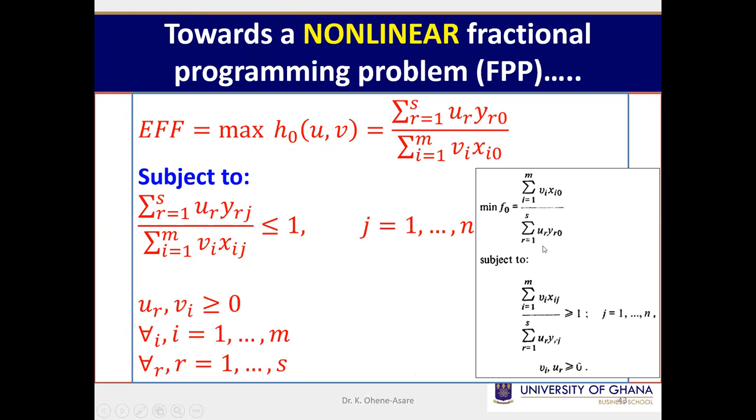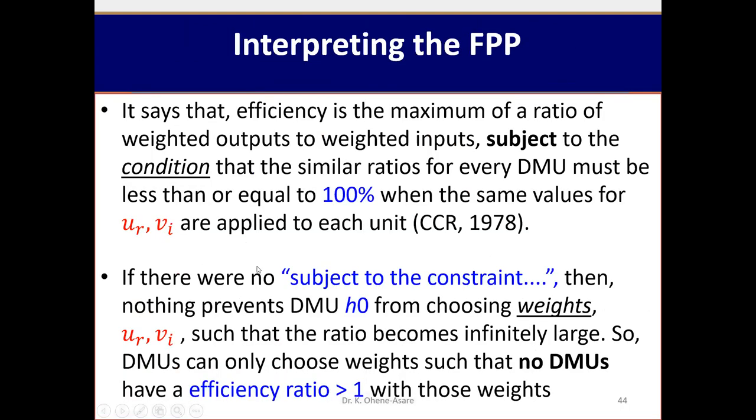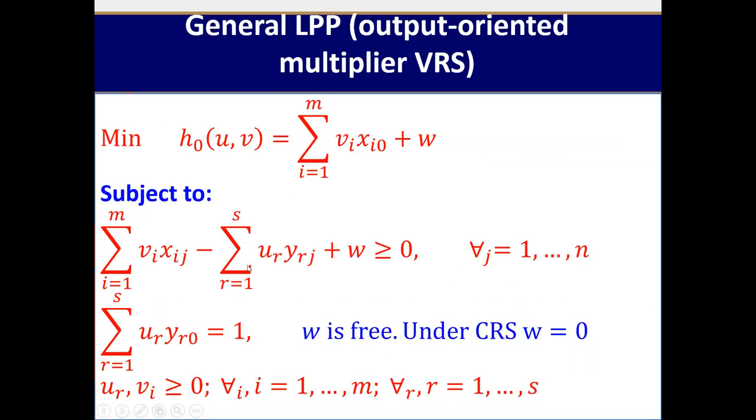I want to now convert the one in the box here to a linear program. So that means I will minimize the numerator. Then I will set the denominator, which is the weighted output, to 1. And this one, I'll just cross multiply. So I'll move the denominator to multiply the 1 there, and then bring it back inside, so that it becomes the weighted VI XIJ minus weighted UR YRJ. Remember, you cross multiply and then move it from the right hand side to the left hand side. And then I maximize it. And this W, we shall talk about it. Under constant returns to scale, W is 0. And under variable returns to scale, W is not 0. And then you have the non-negativity constraint and all the other definitions.